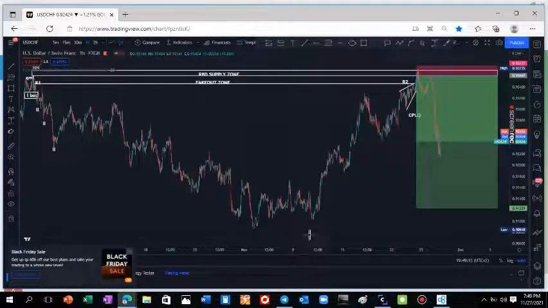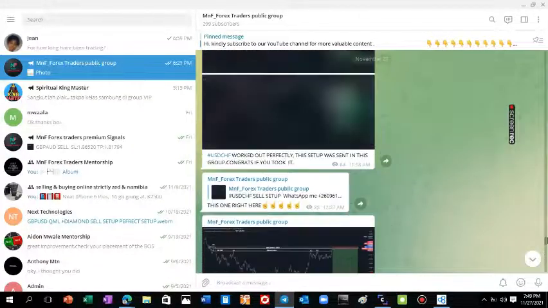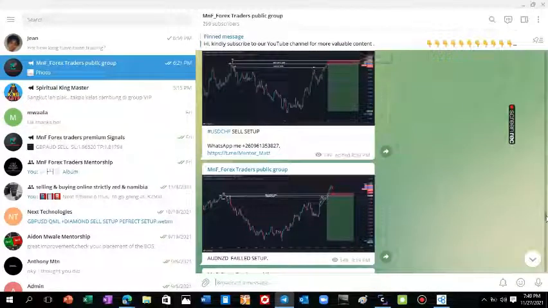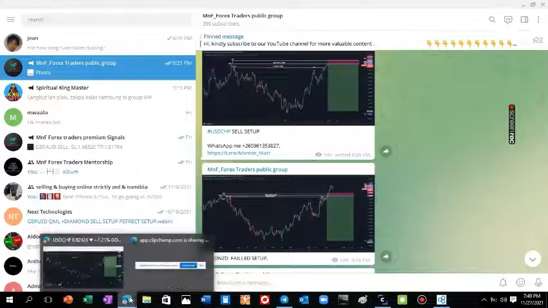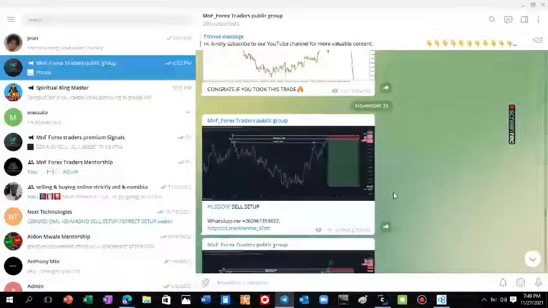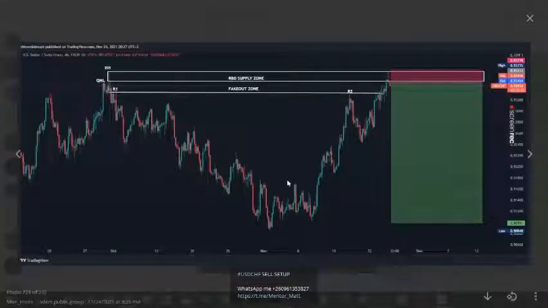So I actually sent this same setup in our public group. Actually, they even shared it on Facebook. So if you actually caught this, you were very lucky. Okay, this was USD Swiss. As you can see, this was posted. When was this? Let me just confirm. Yeah, on the 24th of November. All right, this was the same particular setup, as you can see, and the market dropped beautifully.